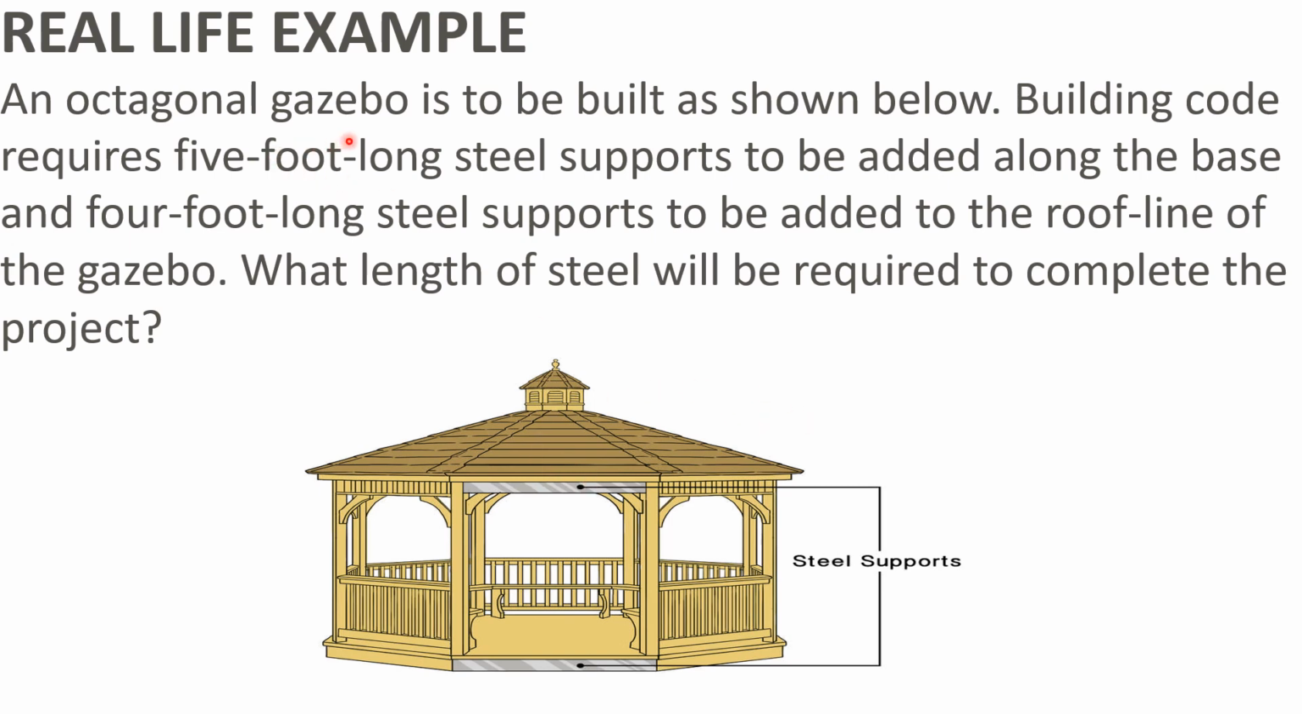An octagonal gazebo is to be built as shown below. Building code requires 5-foot long steel supports to be added along the base, and 4-foot long steel supports to be added to the roof line of the gazebo. What length of steel will be required to complete this project? So you have to use distributive property in this sum and find out the answer. It's a very good real life example.